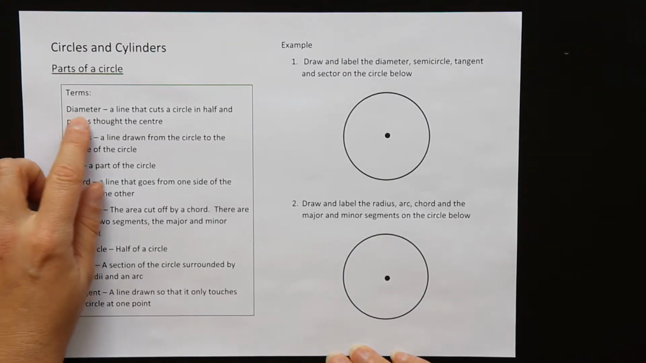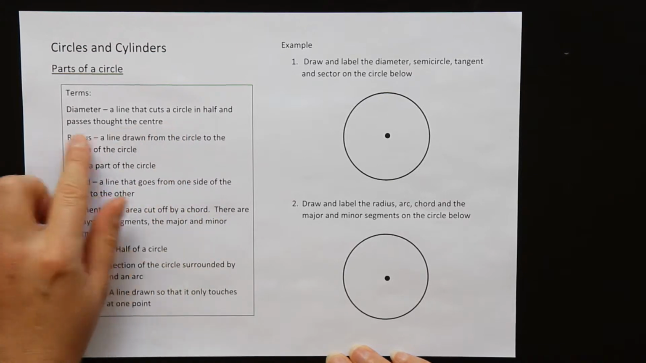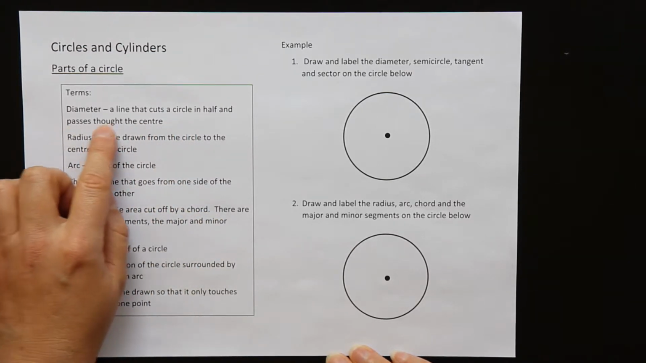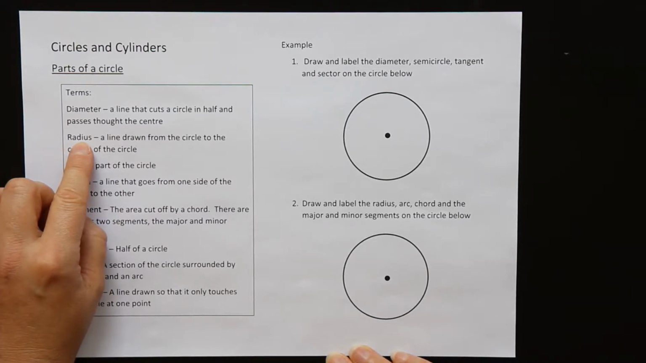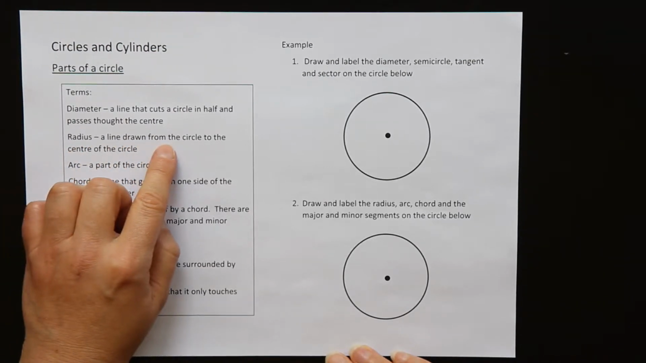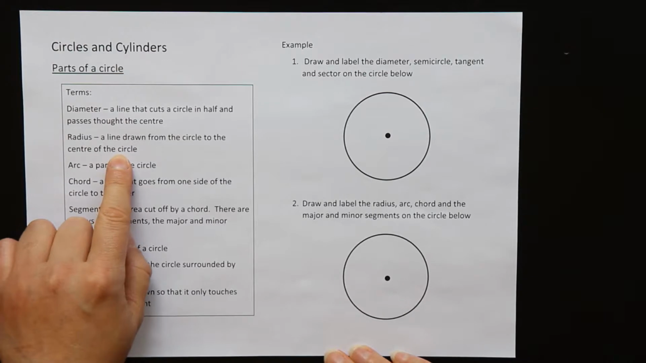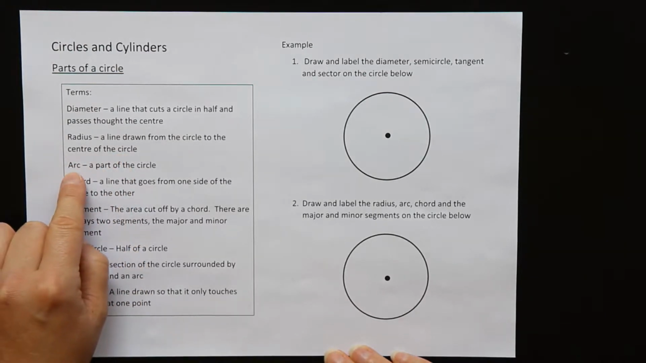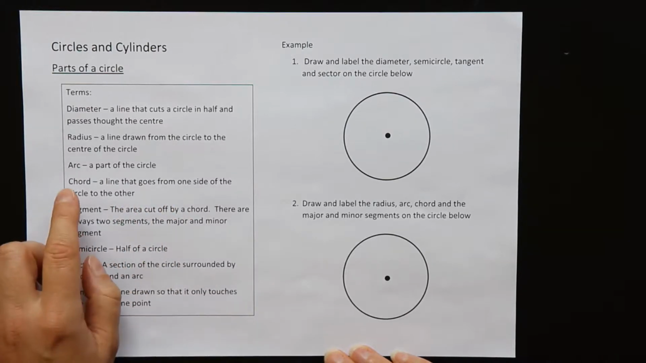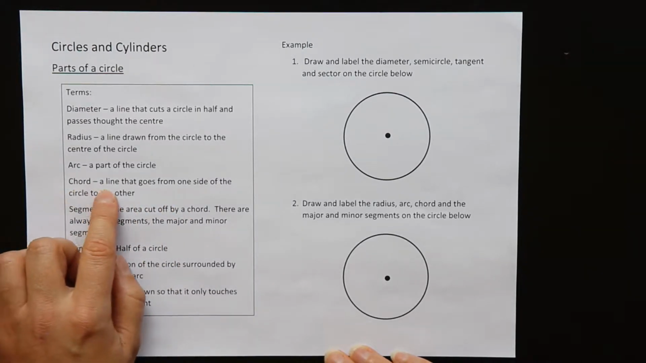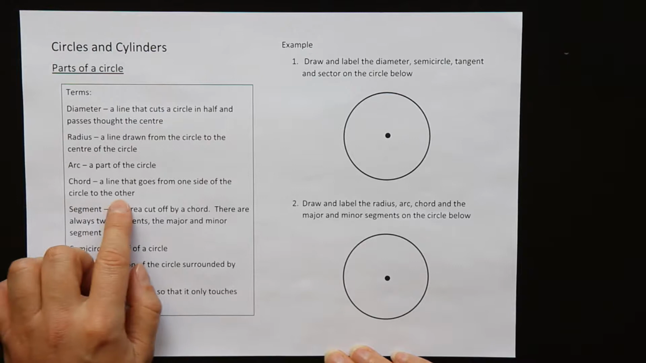The diameter is a line that cuts a circle in half as it passes through the center of the circle. Okay, the radius is a line drawn from the edge of the circle to the center of the circle. Arc is a part of the circle, it means a part of the edge of the circle.